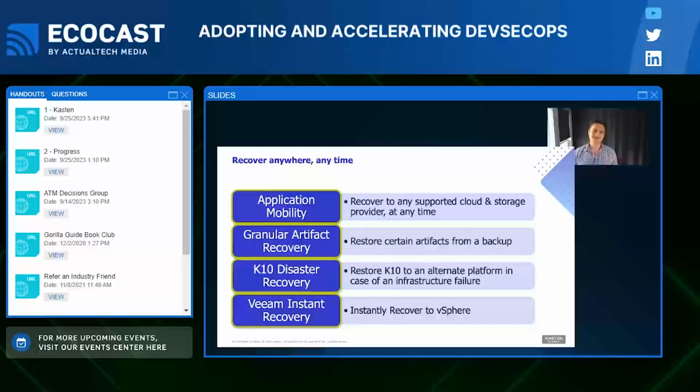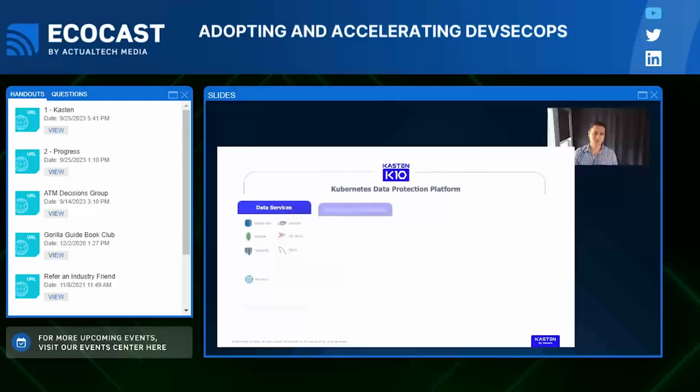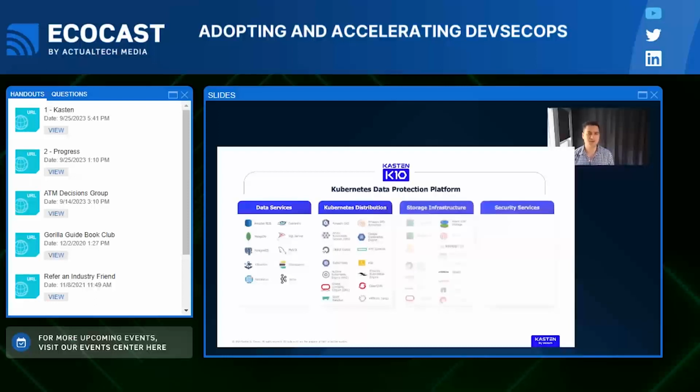With our K10 disaster recovery, we can restore K10 to an alternative platform. So to protect K10, you can basically redeploy K10, reseed our catalog and then essentially reseed your workloads. And then we support Veeam instant recovery if you're running vSphere environments. We can actually bring our workloads back online almost immediately from their backup storage.